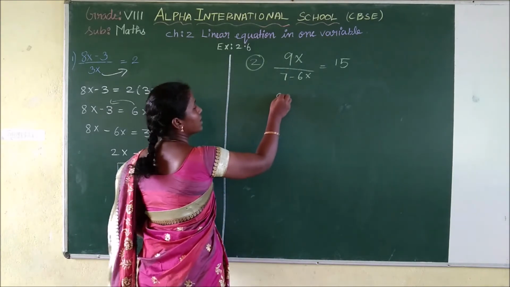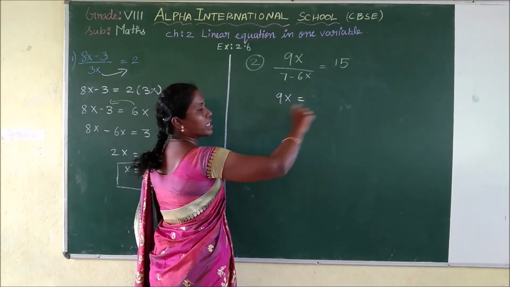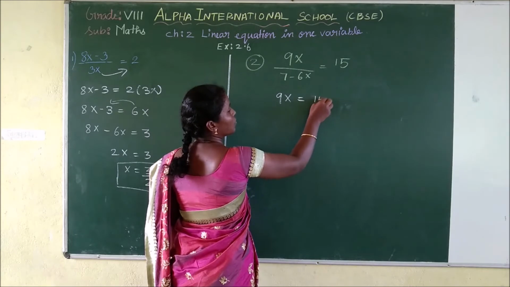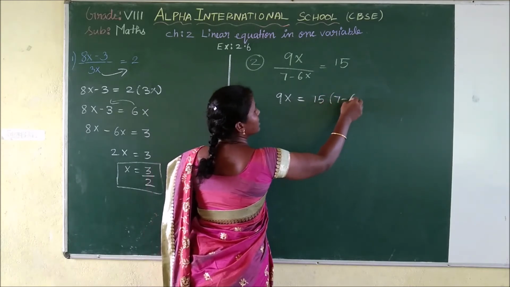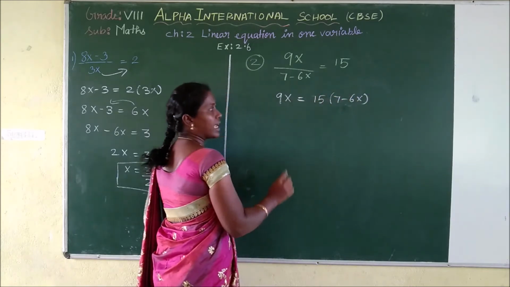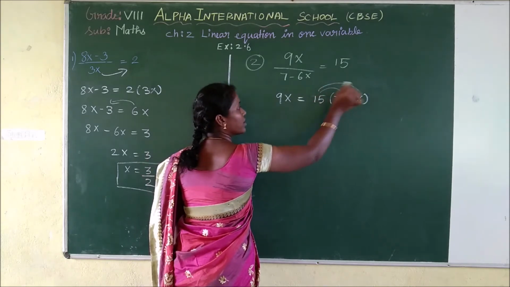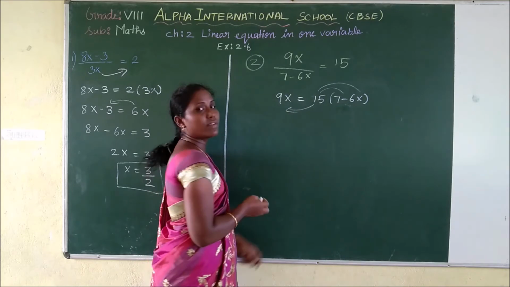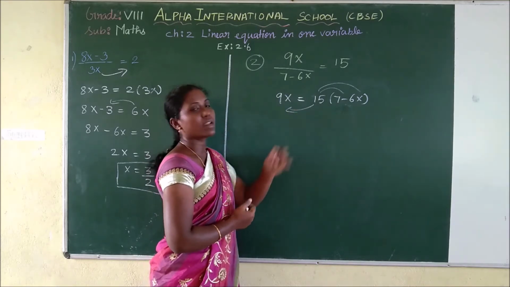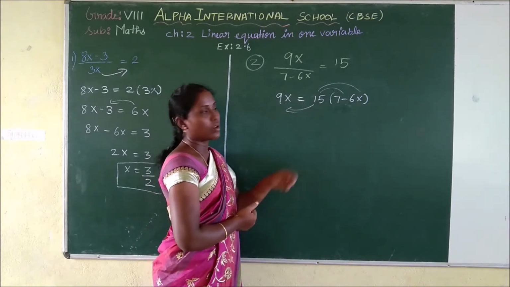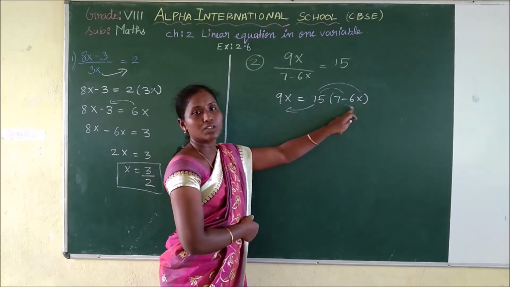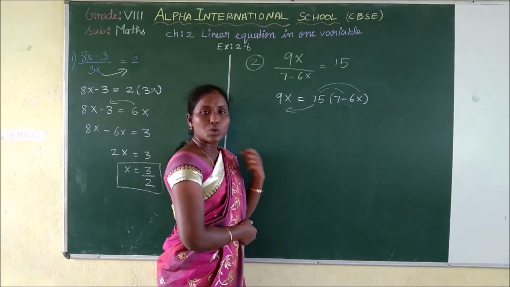So see, 9x. If I want the equation in the numerator, I have to multiply this to the next term. So 15 into 7 minus 6x. Here, either you can multiply 15 to the inside of the bracket. Otherwise, we can take 15 to the next side of the equation. We can simplify the value and then we can multiply. In both ways, we can solve. 15 into 7 is 105. 15 into 6 is 90. So 105 minus 90x. We can solve in that way.